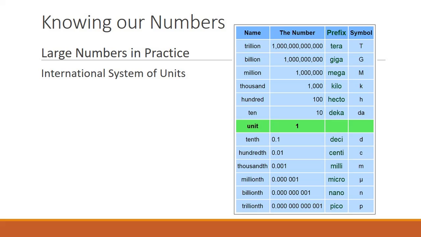Then if we increase it 10 times, it will be decameter. If we increase it 100 times, it will be hectometer. If we increase it 1000 times, it will be kilometer. So similarly, you can see million, billion and trillion. So you can prefix mega, giga and tera for these units.